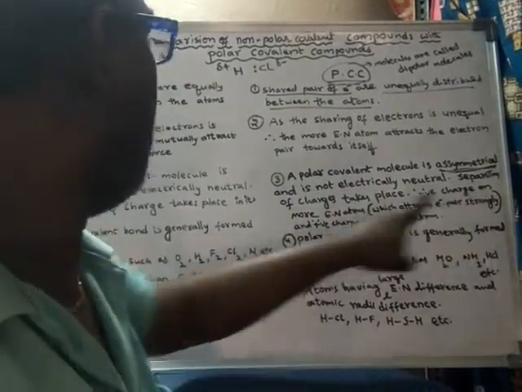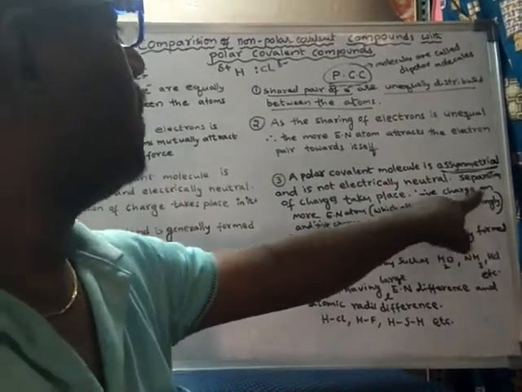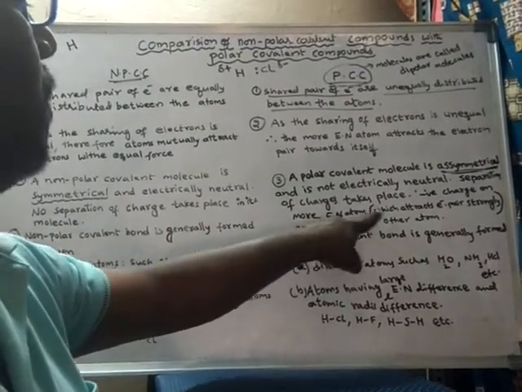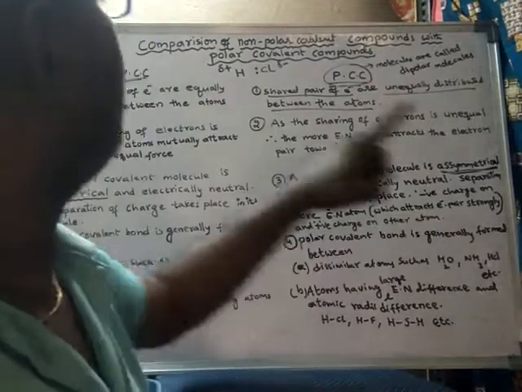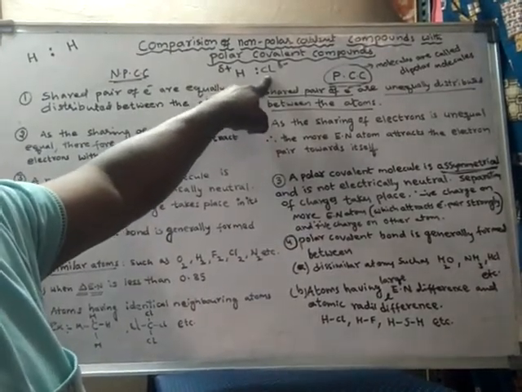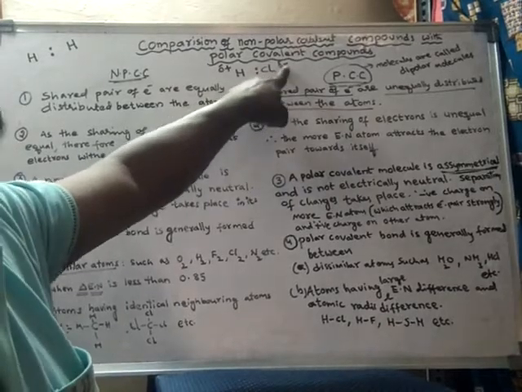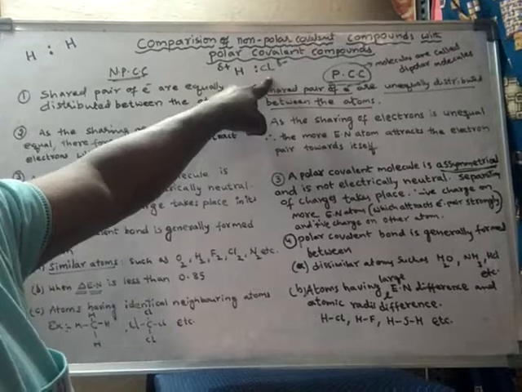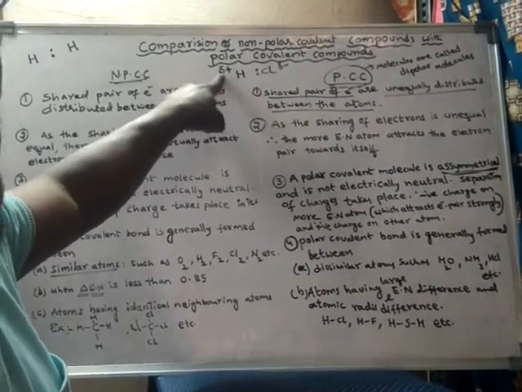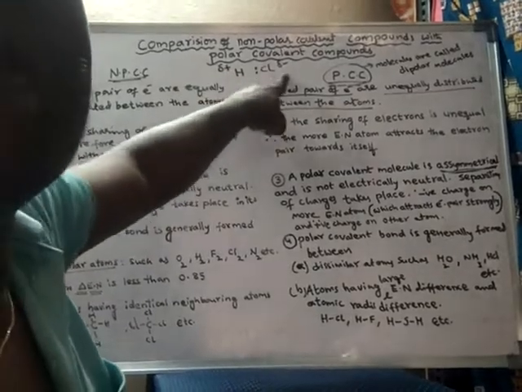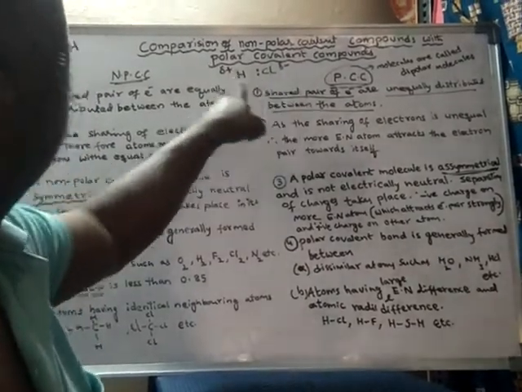Partial negative charge develops on the more electronegative atom, that means the one which attracts the electron pair strongly. So this is the more electronegative atom, hence it attracts the electron pair strongly, hence partial negative charge is developed on the chlorine atom, and this hydrogen atom develops partial positive charge. That means there is a charge separation in this molecule.